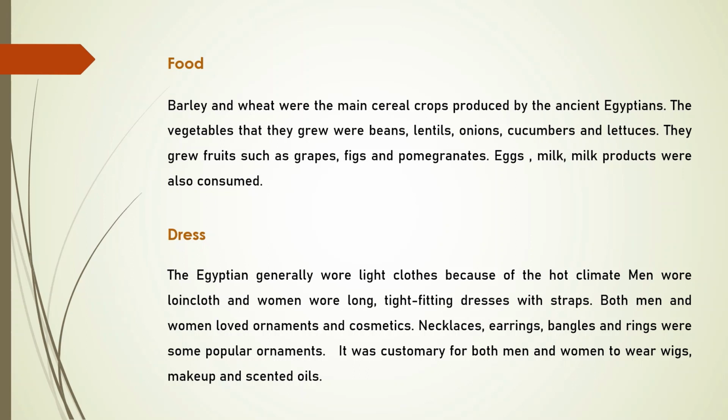Dress. The Egyptians generally wore light clothes because of the hot climate. Men wore loincloths and women wore long, tight-fitting dresses with straps. Both men and women loved ornaments and cosmetics. Necklaces, earrings, bangles, and rings were some popular ornaments. It was customary for both men and women to wear wigs, makeup, and scented oil.